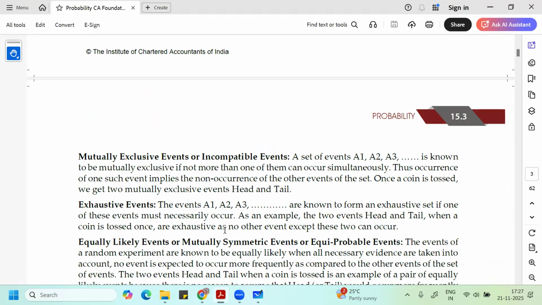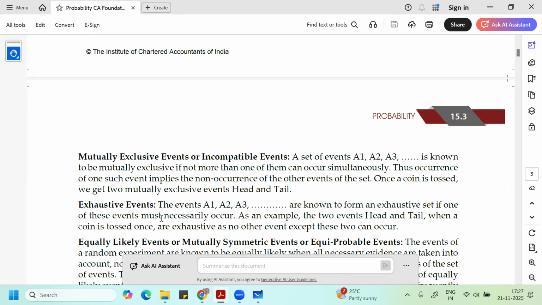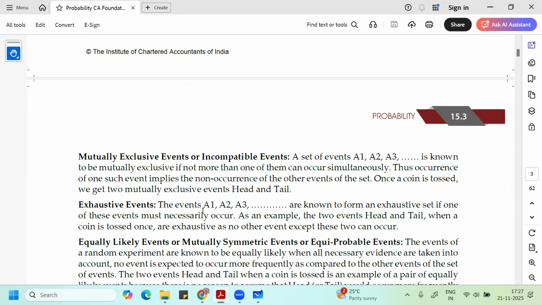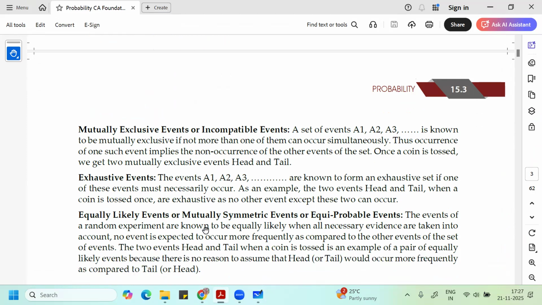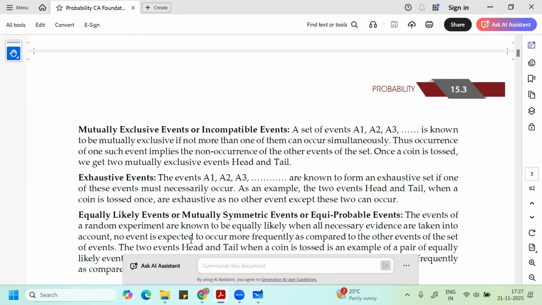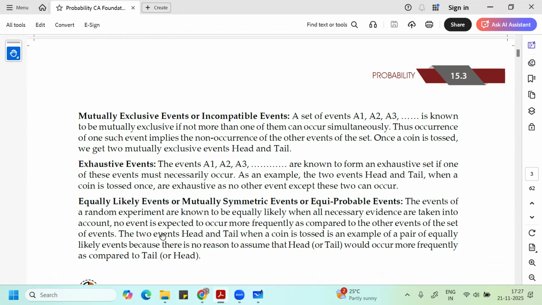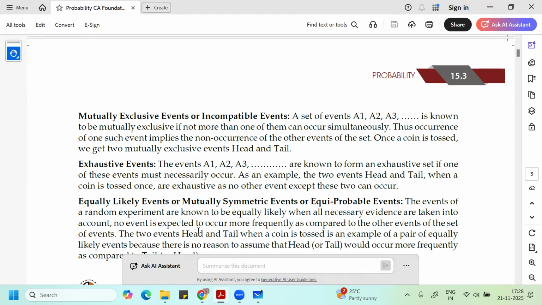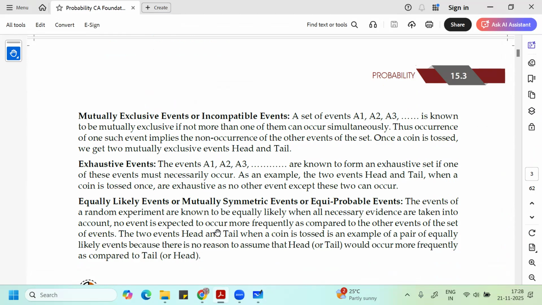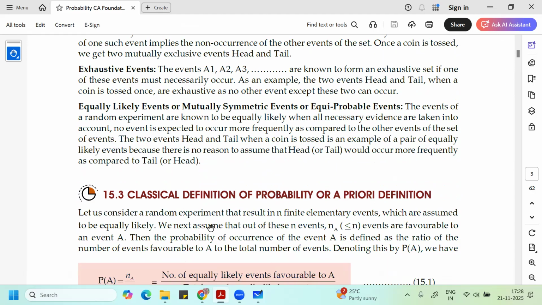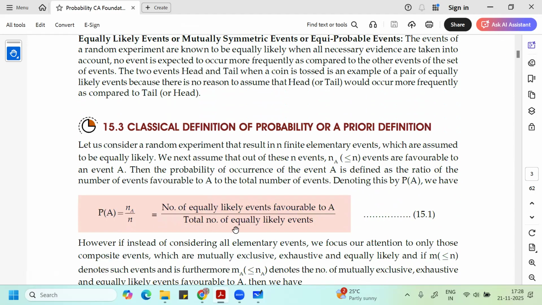Exhaustive events means that one of the events must necessarily occur, like head and tail. So for exhaustive events, the sum total of all the events will be equal to one. Equally likely events means that no event occurs more frequently compared to the other events of the set. Events are equally likely when the probability is 1 by 2, and head and tail in the case of a coin are equally likely. So you should know this formula which I told you already.